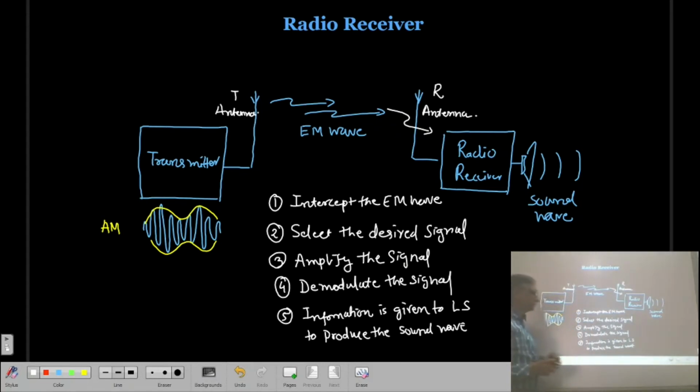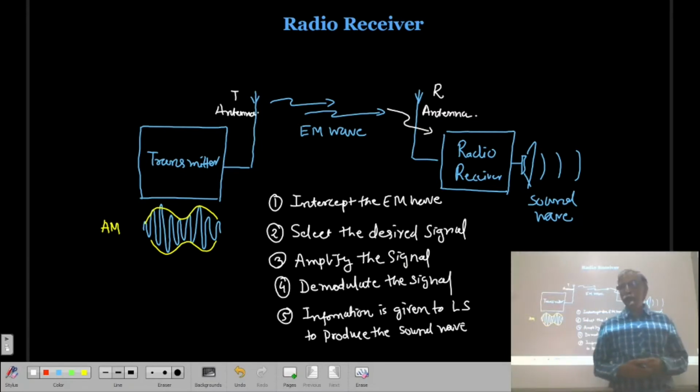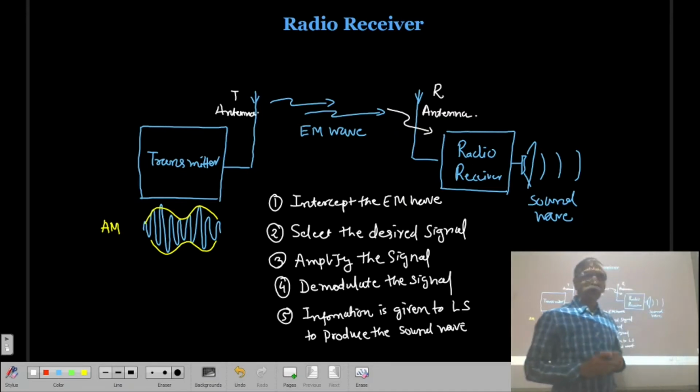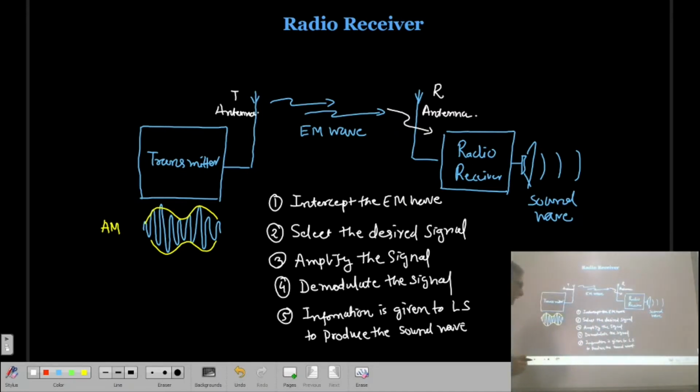Correct? So this is the basic function of a radio receiver. Then the radio receiver has two important parameters, or you can say two important characteristics, that we will discuss later on. One of the important characteristics is known as sensitivity.